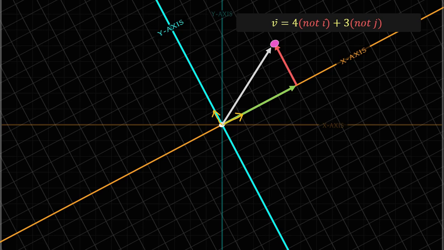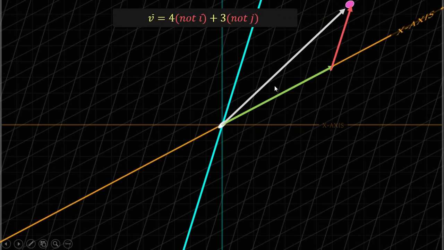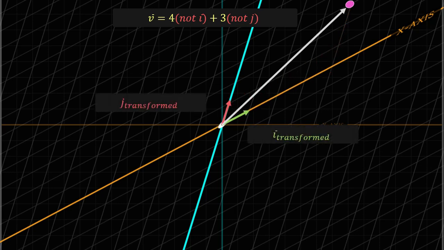And this is true for any sort of linear transformation. If I do a skew, this vector is still going to be 4 of this vector plus 3 of this vector, right? So what are these vectors? This not i hat and not j hat vector. Well, these are simply the transformation of i hat and j hat. The same transformation that got our vector from some other place to this place got our i hat vector to here and our j hat vector to here.